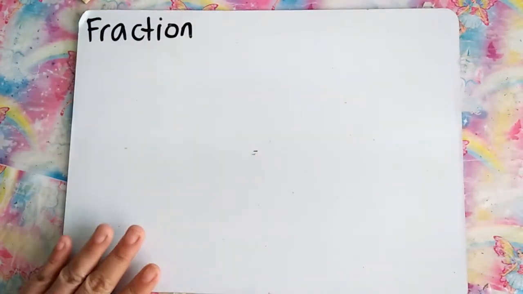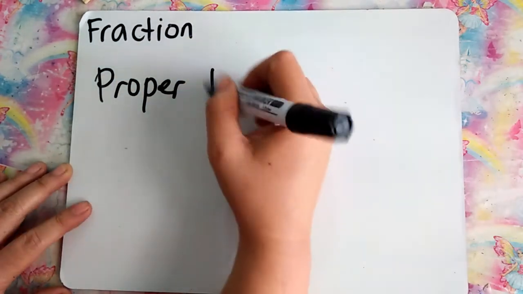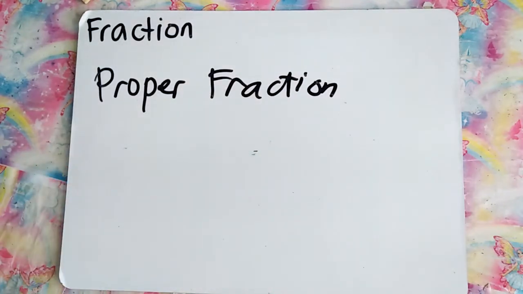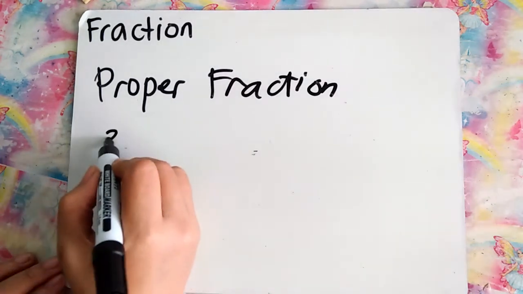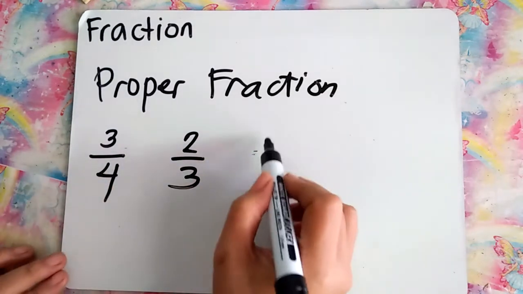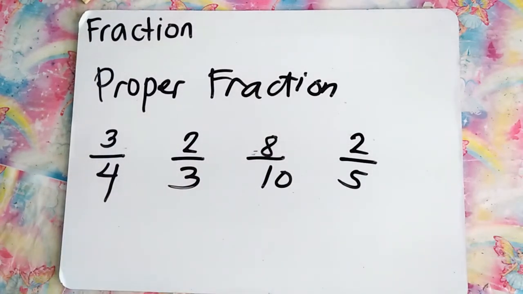Next we have a proper fraction. These are fractions in which the numerator is less than the denominator. Examples, 3 over 4, 2 over 3, 8 over 10, 2 over 5. These fractions have a lesser numerator and a greater denominator. That is a proper fraction.